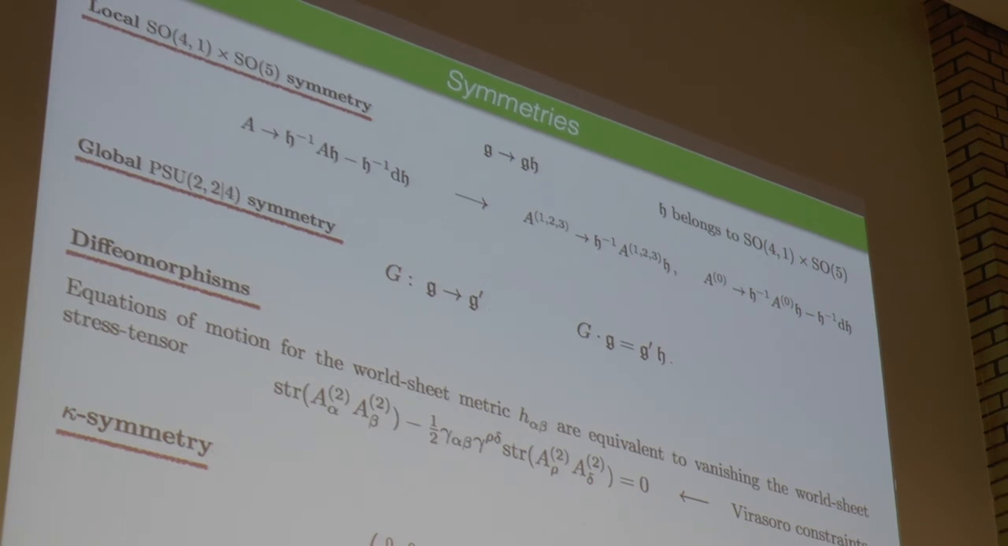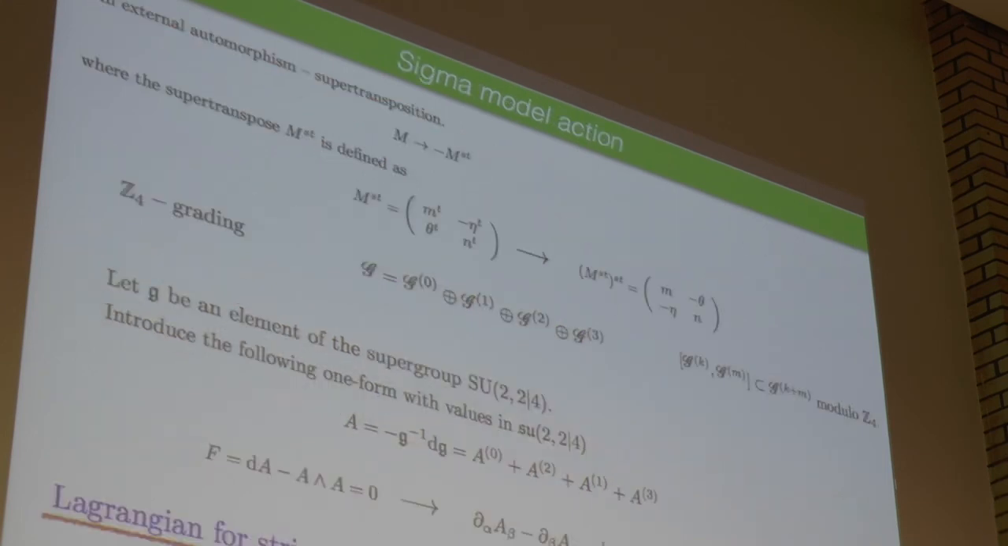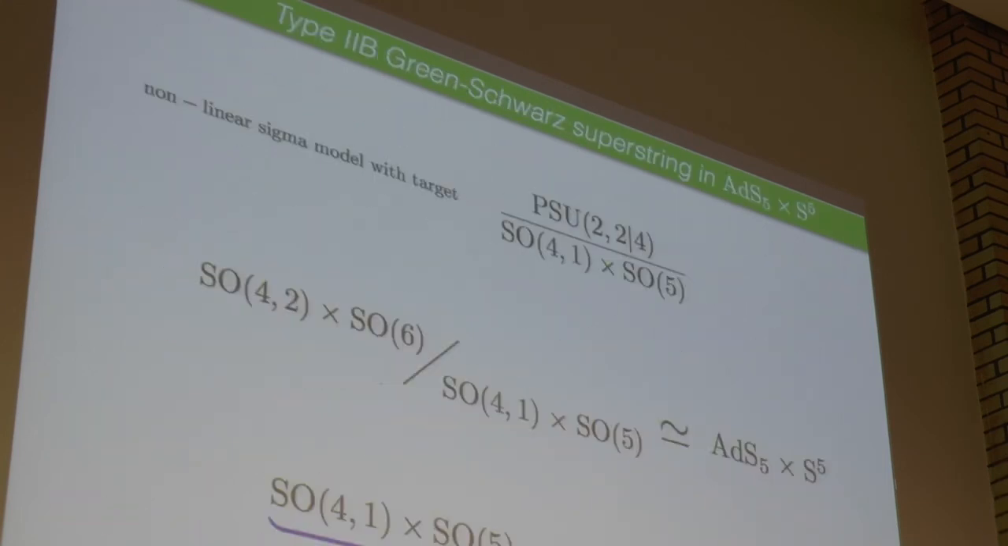That means that this model should not depend on the degrees of freedom which we put in the denominator of this coset. And what we put in the denominator of the coset is a group SO(4,1) cross SO(5). But now we consider fields. Fields depend on sigma and tau.